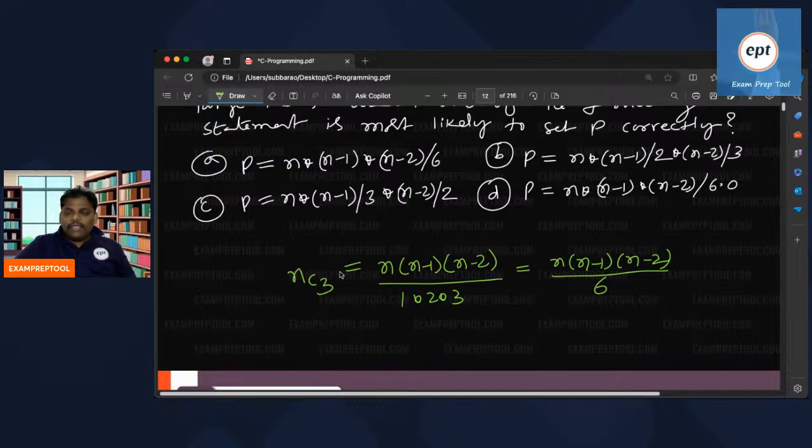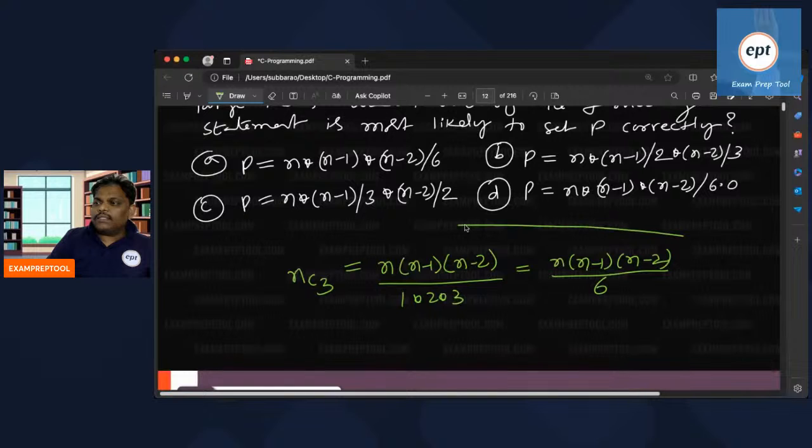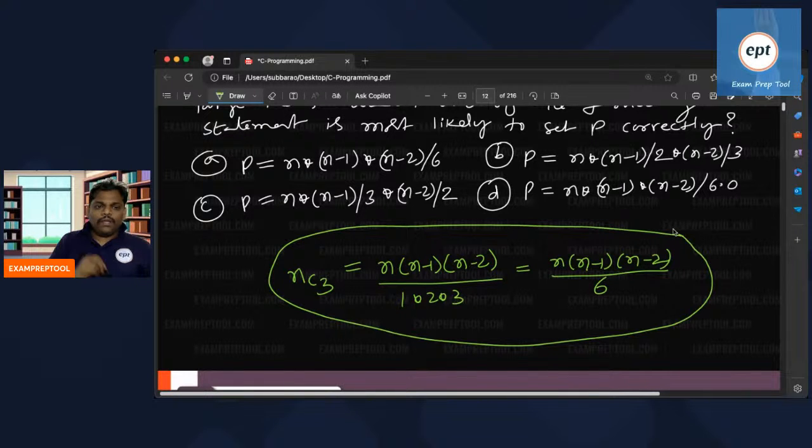In one of the exams, this question was given. All are similar. Can you guess what may be the answer?